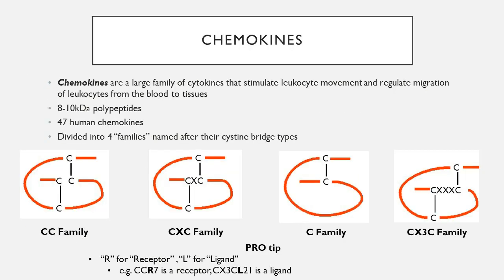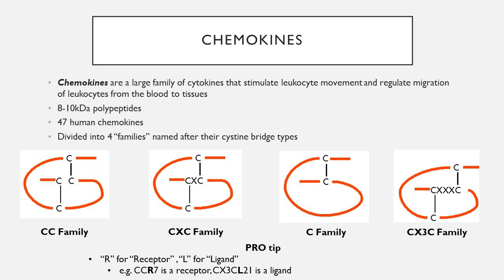Next up, we're going to talk about chemokines, right? I've already mentioned these a number of times, both in the previous lectures and this lecture, so now I can formally describe them. Chemokines are a large family of cytokines that stimulate leukocyte movement and regulate migration of leukocytes from the blood to tissues. These polypeptides are about 8 to 10 kilodaltons in size, and humans have 47 different classes of chemokines. These classes can be divided into 4 families, named after the cysteine bridges. So we have CC, CXC, the C family, and then finally the CX3C family.